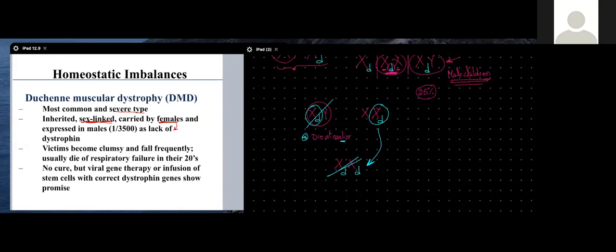Usually, patients of Duchenne muscle dystrophy will die of respiratory failure in their 20s. There is no cure for the disease. Viral gene therapy and infusion of stem cells to correct the dystrophin genes may show some promise in the future. But generally speaking, there is no cure for the disease.